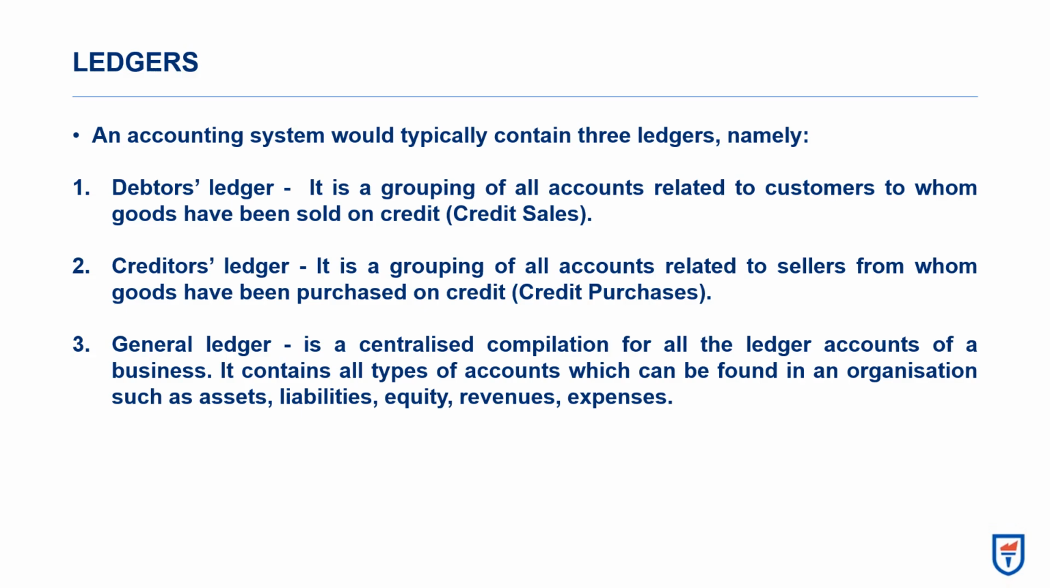What do you record under the debtors ledger? It groups all the accounts related to the customers that bought from the business on credit, or where the business sold goods on credit. So whenever the business is selling on credit, they're selling to the debtors. That's where you record in the debtors ledger all the transactions related to debtors or to the credit sales.